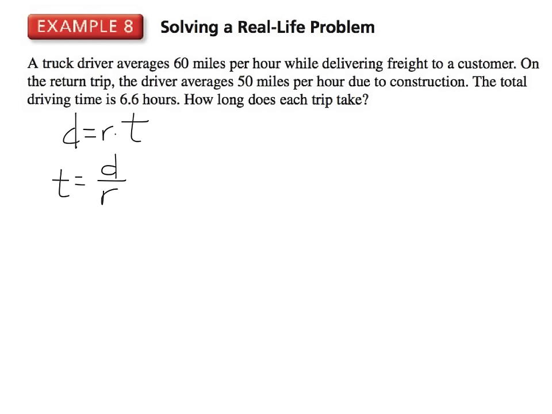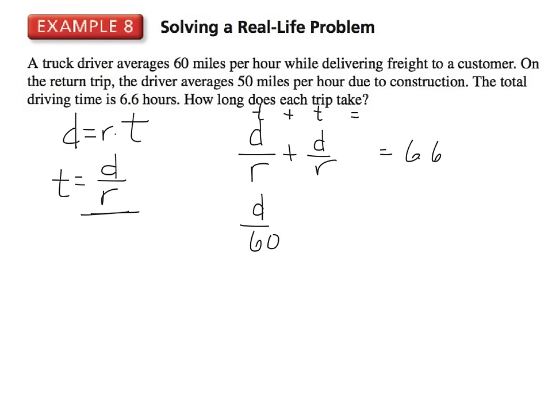What do we know? We know that if we take D divided by R, now remember, this is really time. The time of one trip plus the time of the other trip gives me a total of 6.6 hours. But what does T equal? T equals D divided by R. So I could do D divided by R plus D divided by R, both trips. So one way, let's say the first one is D divided by a rate of 60 plus D divided by a rate of 50 equals 6.6.